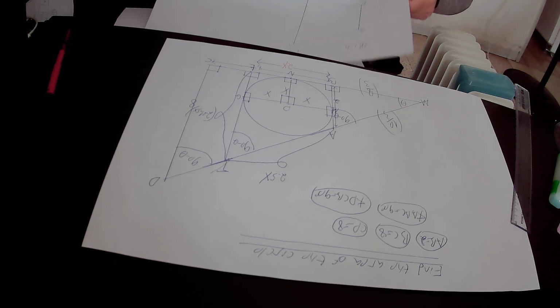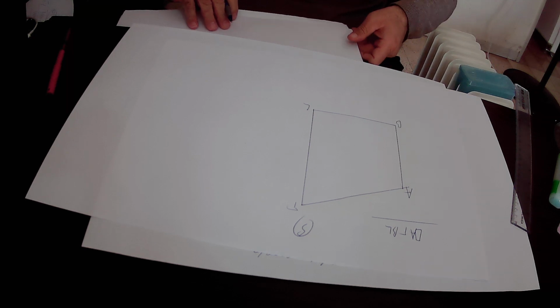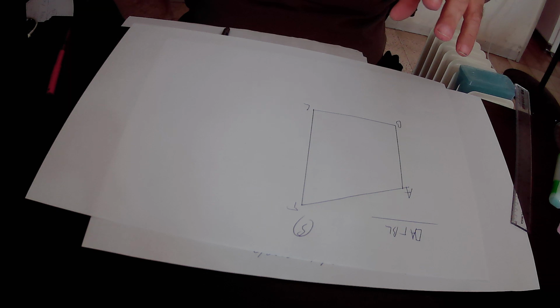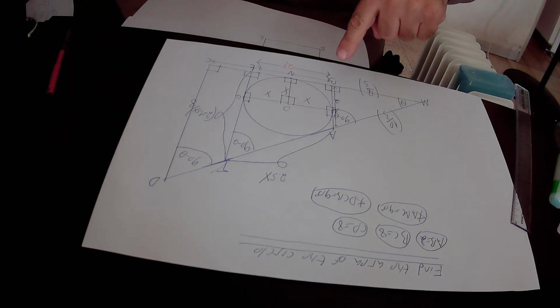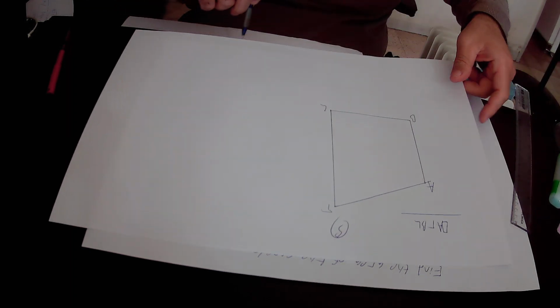So actually, this is quadrilateral ATBL, copied from the original drawing. Inside this quadrilateral ATBL, we have this circle that is blocked by the quadrilateral, so I'll copy this circle here.